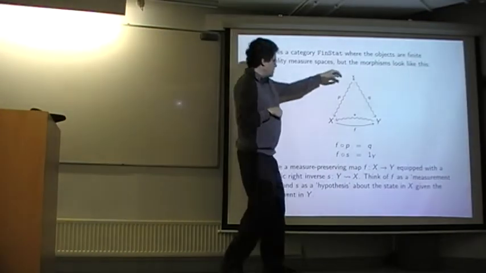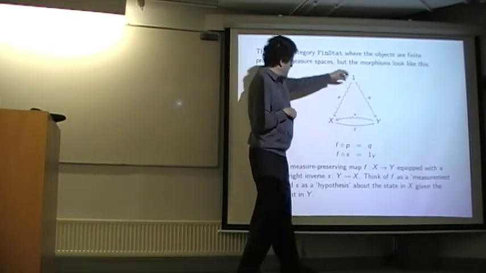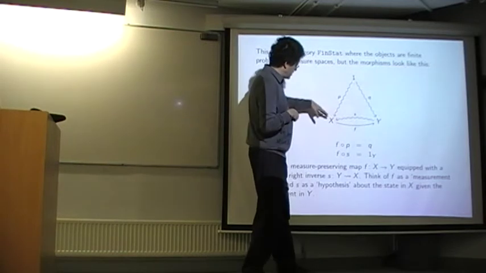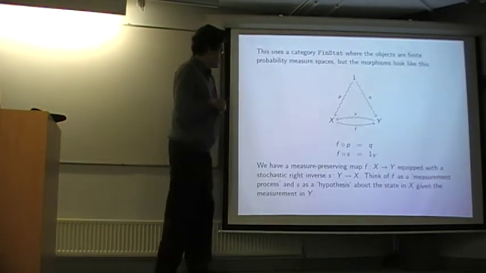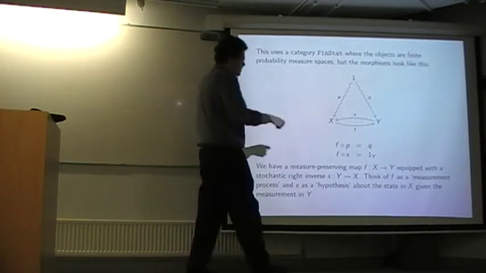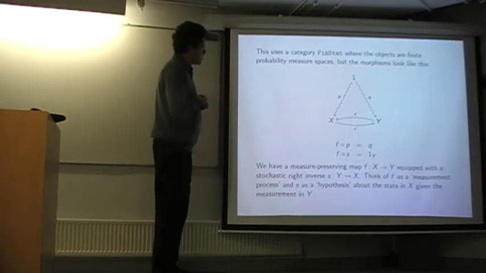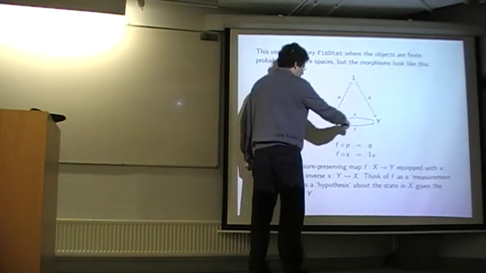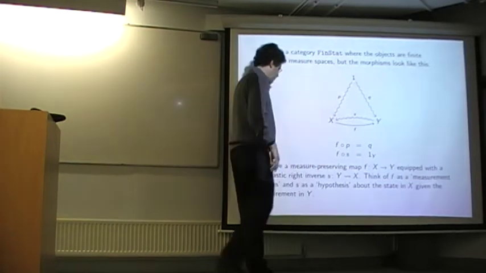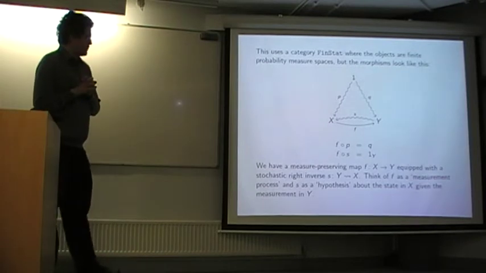So here's a morphism in this fancier category. We have a probability measure space, another one, a measure preserving map going forwards, just as before. But now we have this other thing, a stochastic map going back, which has the property that if you go back and then forwards, you get the identity. What's that thing going back? It's a hypothesis. It plays the role of a hypothesis.